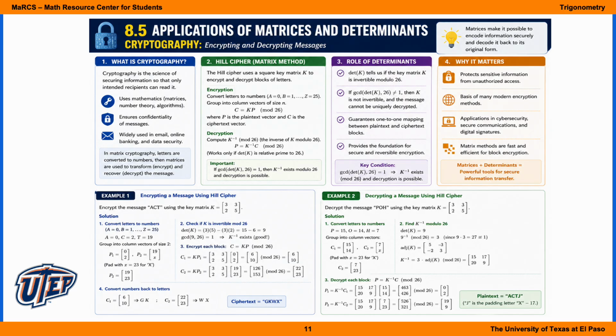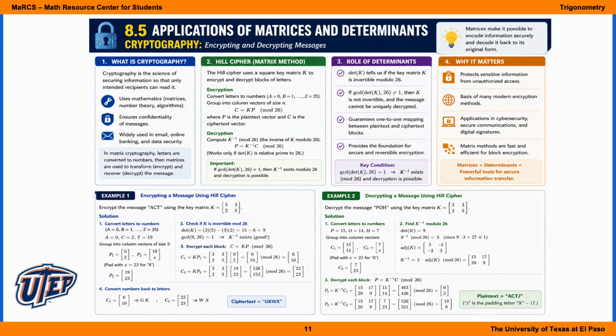Now we need to check if K is invertible mod 26. We first compute the determinant of K: 3 times 5 minus 2 times 3. So 15 minus 6 is equal to 9. Now, in order to check if it is invertible, we take the greatest common divisor of 9 and 26. Sorry, the greatest common divisor. And that is equal to 1, so that means that the inverse of K exists. Now we can encrypt each block.